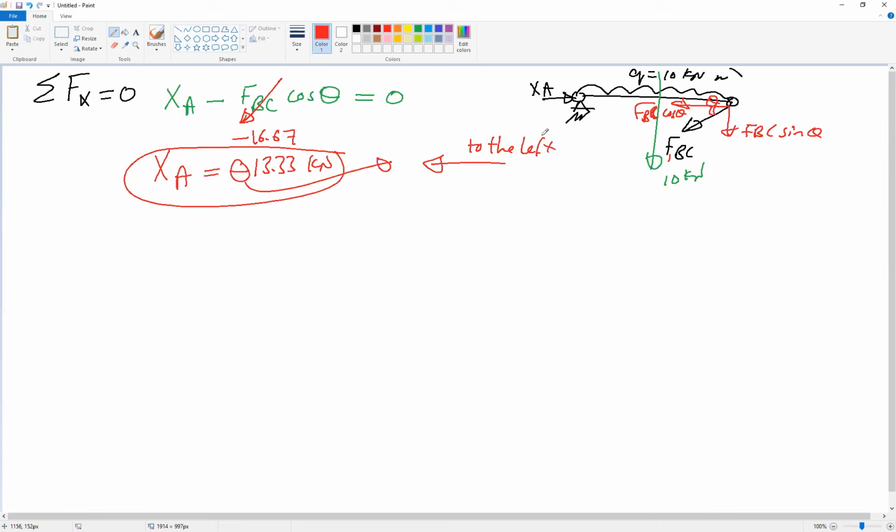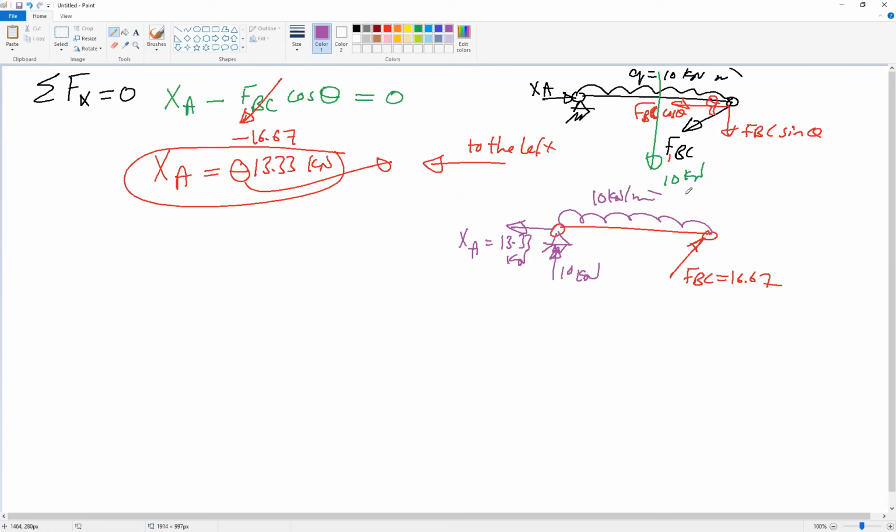Okay, so the final reaction for this beam: FBC equal to 16.67, and here we have XA equal to 13.33 kilonewton, YA equal to 10 kilonewton, and we have 10 kilonewton per meter. And if we subdivide this force, the vertical component is 10 and the horizontal component is 13.33.